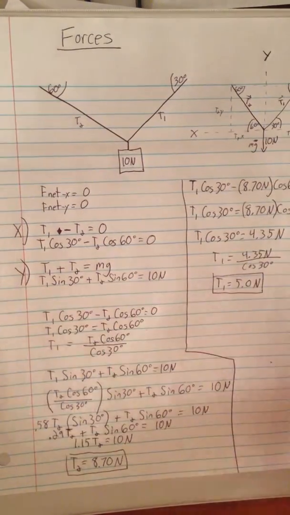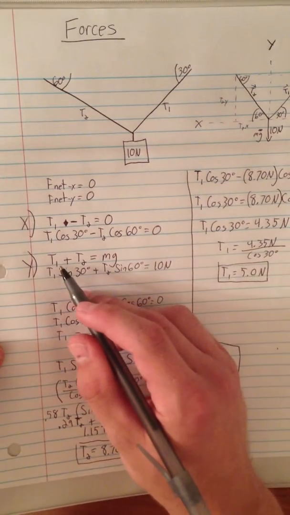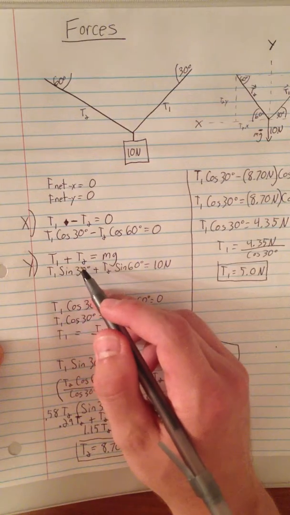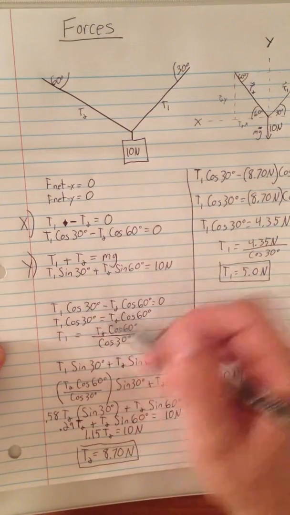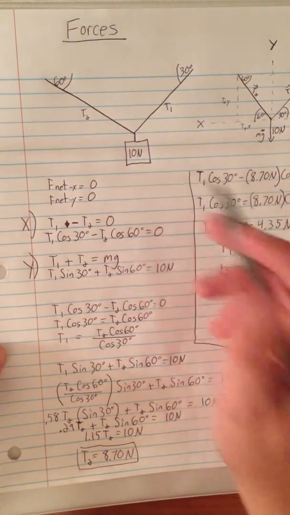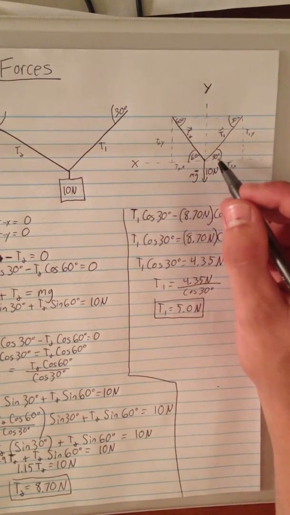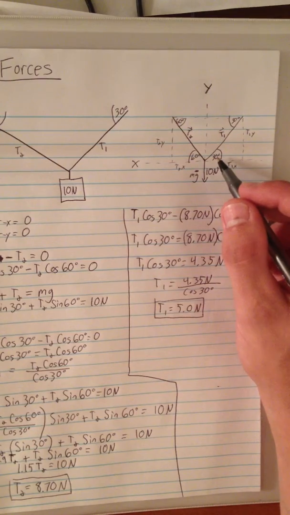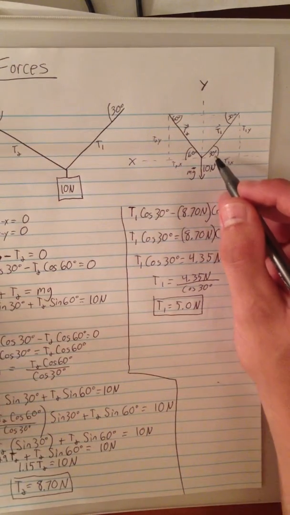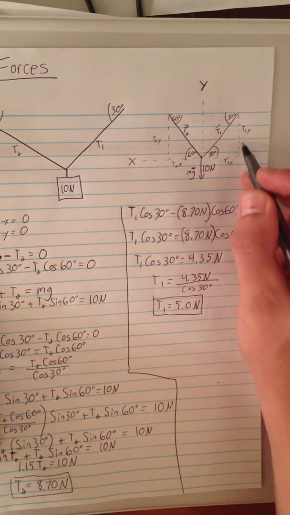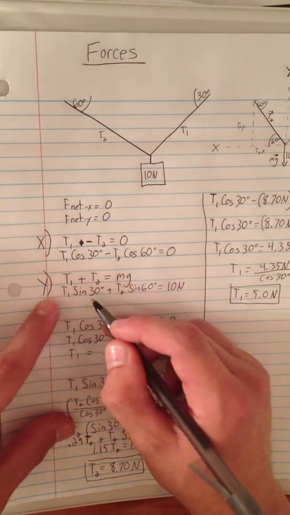Now let's focus on the y's. We know that the T1 plus the T2 forces are going to equal the forces pulling down, which is mg, which is that 10 newtons. So let's focus just on the y's. We know the T1 sine of 30 will give us this side. So write T1 sine of 30.